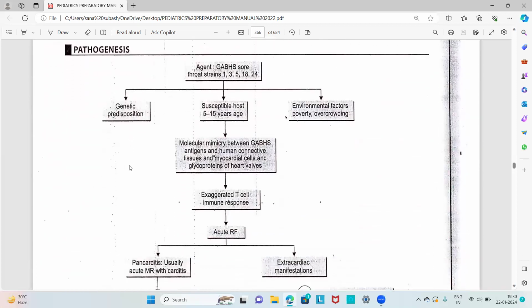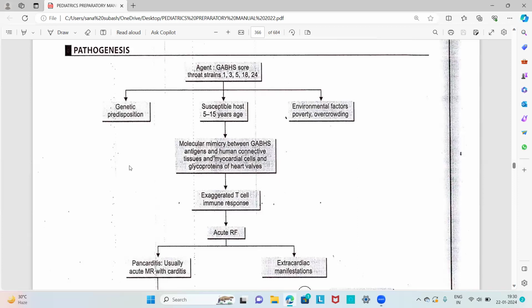Then about the pathogenesis of acute rheumatic fever. The agent is the group A beta hemolytic streptococcus, strains 1, 3, 5, 18, and 24. There may be genetic predisposition or susceptible environmental factors like poverty and overcrowding. The susceptible host, at 5 to 50 years of age, has a molecular mimicry between the group A beta hemolytic streptococci antigens and human connective tissue, myocardial cells and glycoproteins of the heart wall.